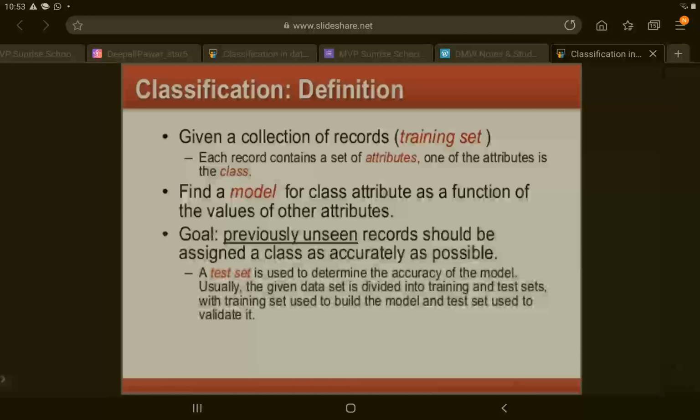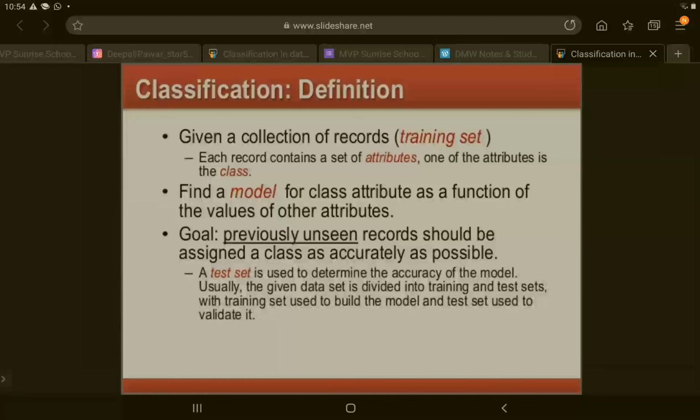Yes, ma'am. Okay, fine. So what is classification? We are mapping or storing the data in a particular given class label. That is called classification. There are two concepts here. First, given a collection of records, that is the training set. Each record contains a set of attributes, and we are storing these attributes in one class. And a class label is given. This is the main important part.